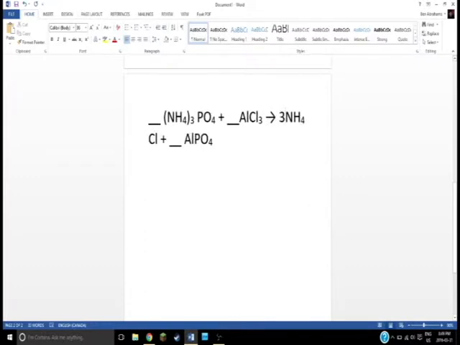We don't need to balance phosphate because we have 1 phosphate here and 1 phosphate here. And we also don't need to balance aluminum because we have 1 aluminum here and 1 aluminum here. So now that we've done this, the whole equation is completely balanced. Wow, that reaction was thrilling.